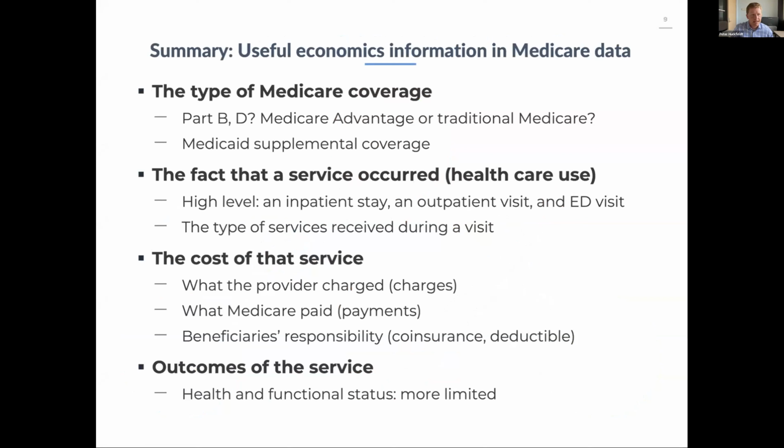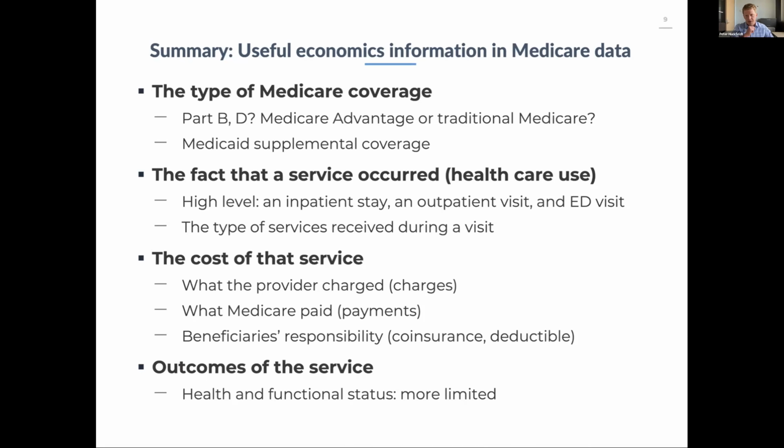I just want to briefly summarize for you the types of economics information data that I use in my research when I'm using Medicare data. First, the types of Medicare coverage that patients are enrolled in is extremely important for any study in terms of defining the study sample and the question that you will be answering. As you know, a key example is: is a beneficiary enrolled in optional Part B or Part D coverage? That's very important.